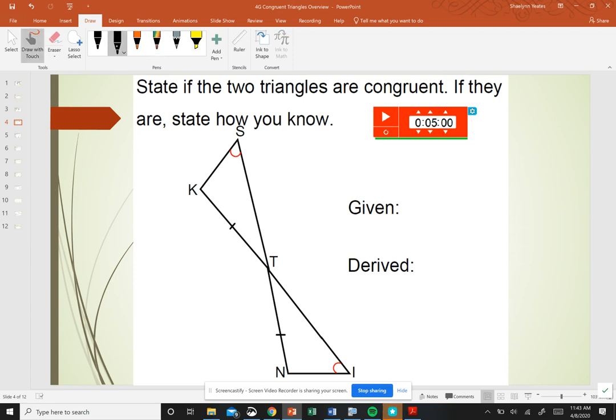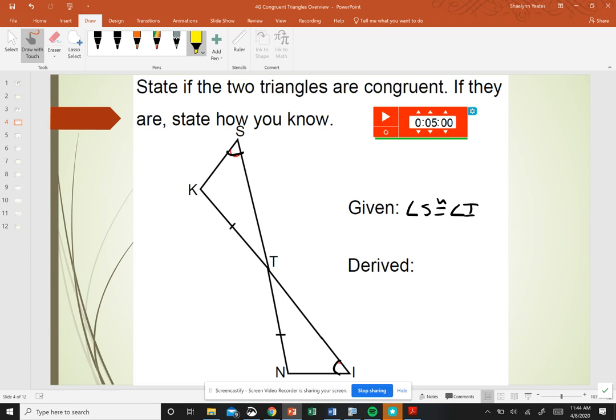I know that angle S is going to be congruent to angle I. Why? Because they're marked congruent. So I'm going to say angle S is congruent to angle I. Now, I don't have to specify because there is only one angle S that I'm going to be talking about and only one angle I I'm going to be talking about. But if you look at T, there's two angle T's. There's angle STK and angle ITN. So it matters which one you're talking about.